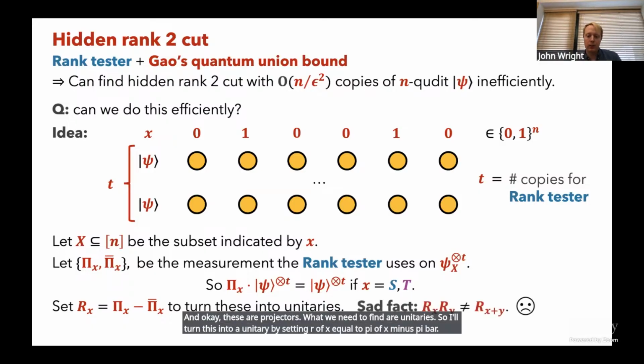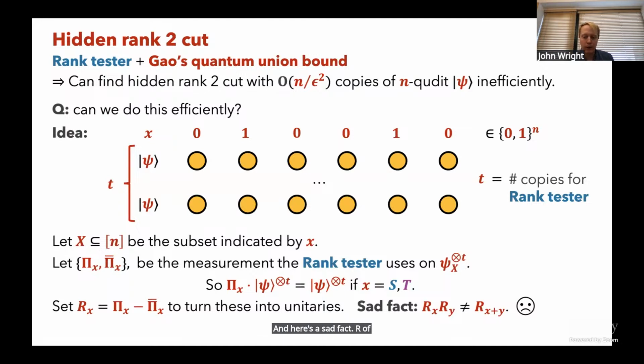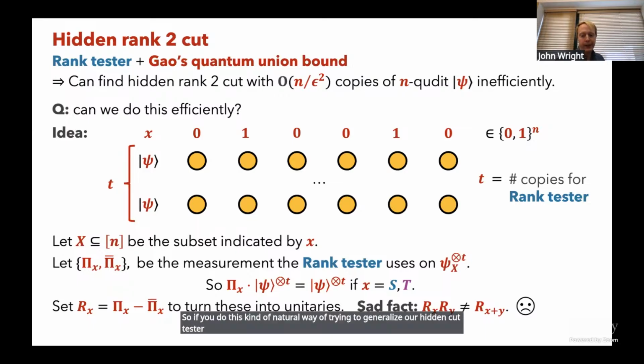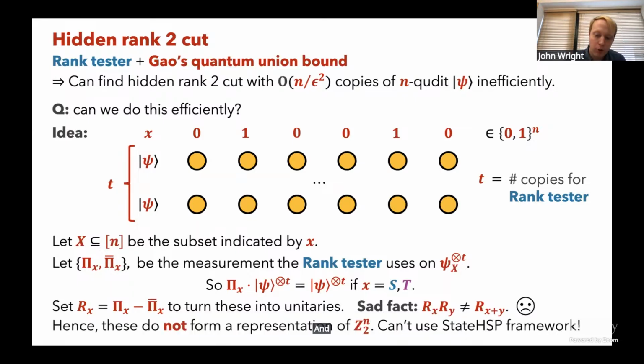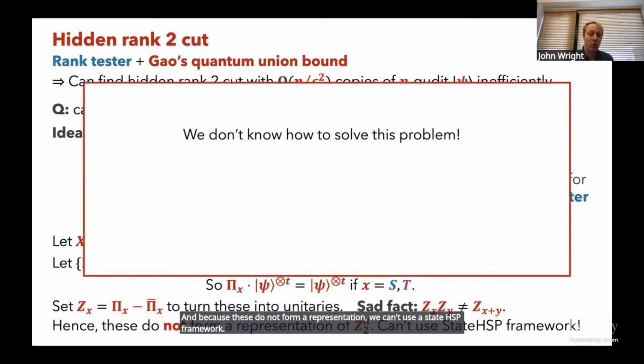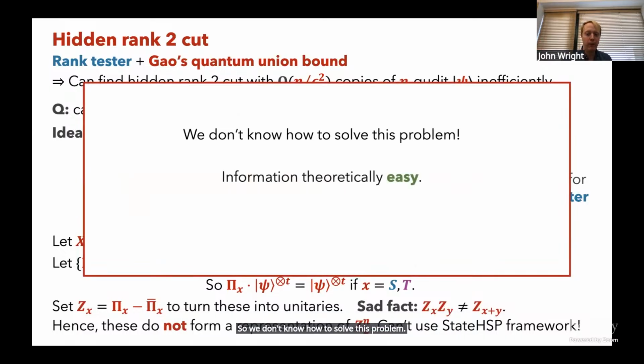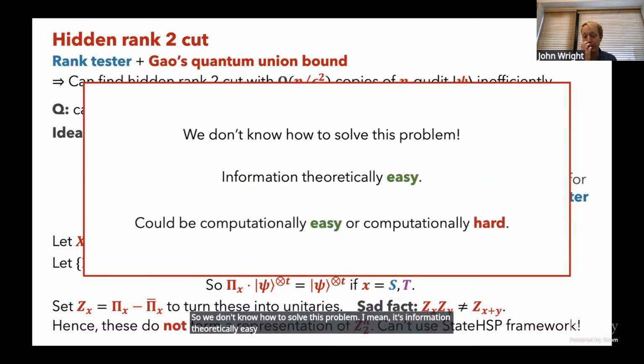And here's a sad fact. R of x times r of y is not equal to r of x plus y. So if you do this natural way of trying to generalize our hidden cut tester, what you find is that the matrices you write down don't give you a representation of your group. And because these do not form a representation, we can't use the state HSP framework. So we don't know how to solve this problem. I mean, it's information theoretically easy, could be computationally easy, or it could be computationally hard. I don't know the answer, but I'd be interested to find out either way.